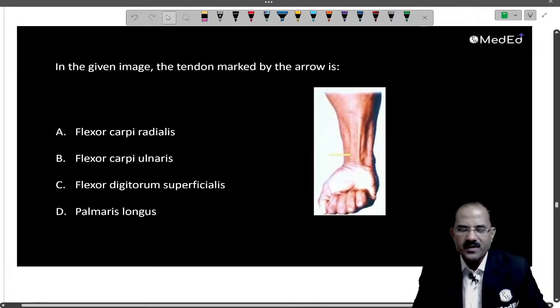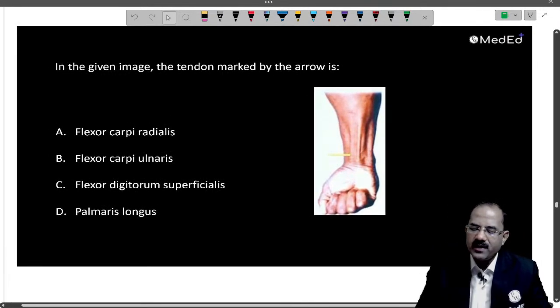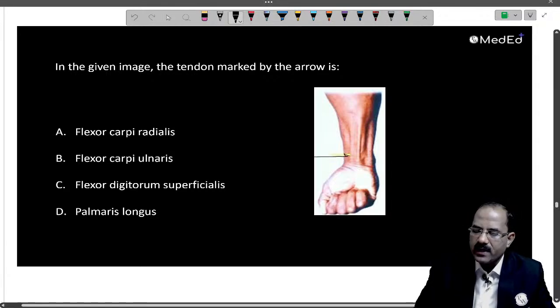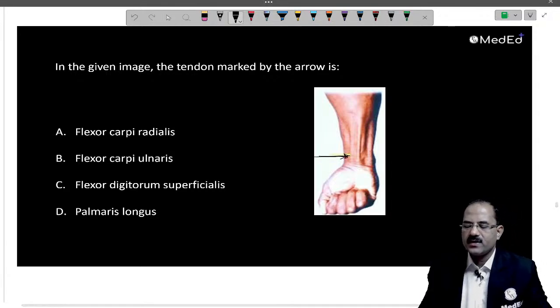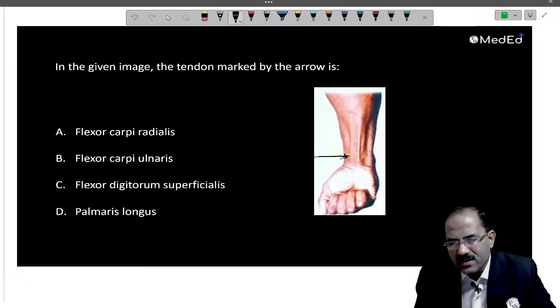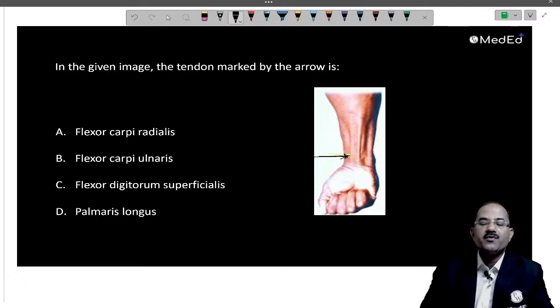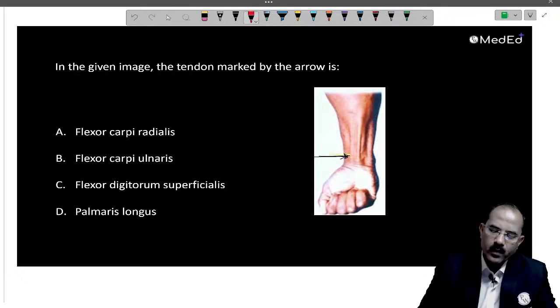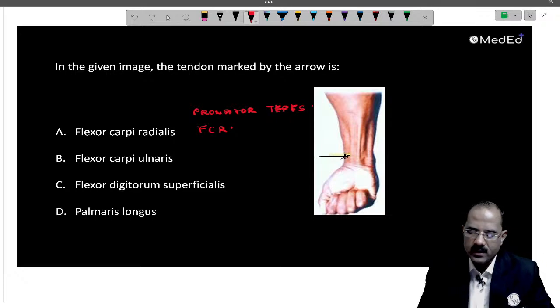Students, come on. In the given image, what is this marked tendon? Can anyone guess this tendon? So which are the superficial muscles in the front of the arm? Can anyone tell me? One is pronator teres. Second is flexor carpi radialis. So this one is the flexor carpi radialis. It's on the lateral side, right?